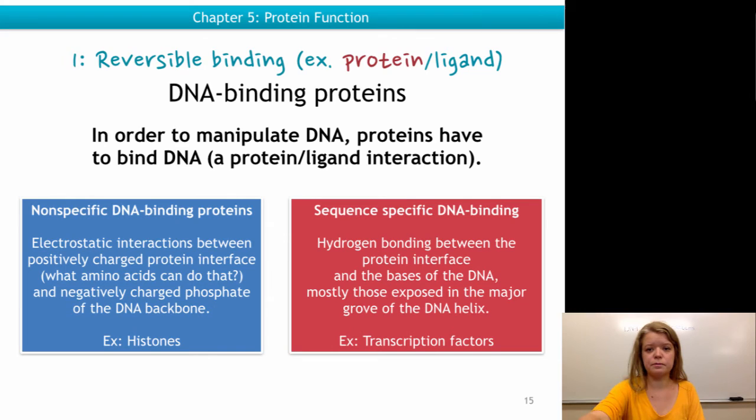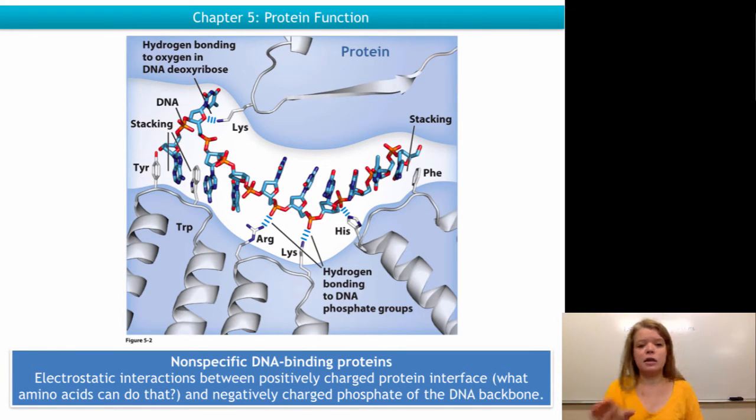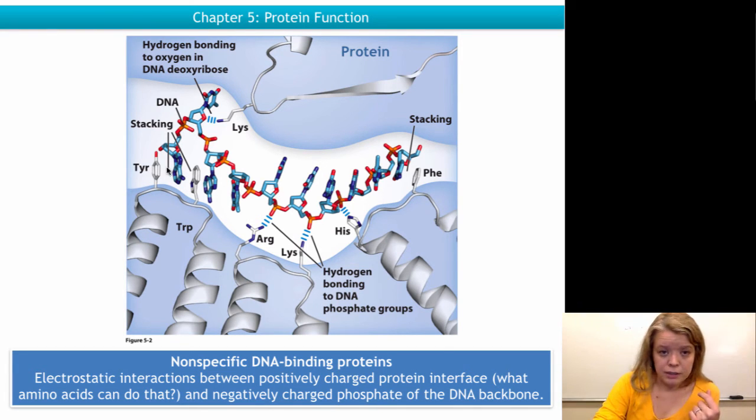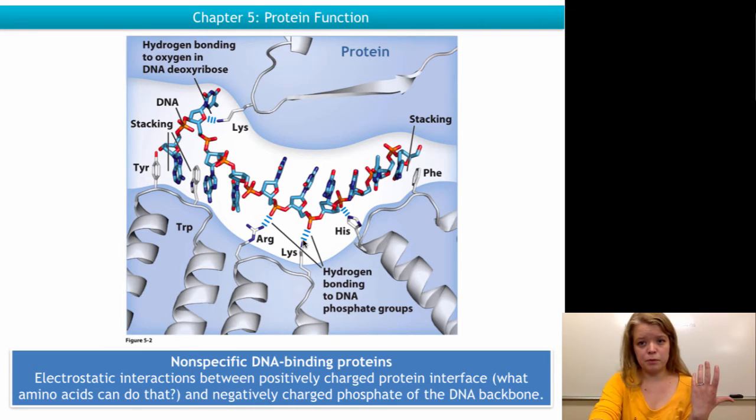So you can see here a picture from your book of a non-specific DNA binding protein interaction. The molecule in the middle here is the DNA, really only one part of one strand of the double-stranded DNA helix. And you can see how the positively charged amino acid arginine and positively charged amino acid lysine interact with the negatively charged phosphates of the phosphodiester bonds of the DNA backbone.